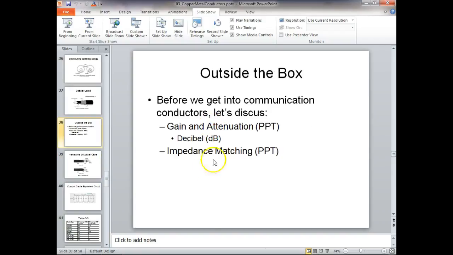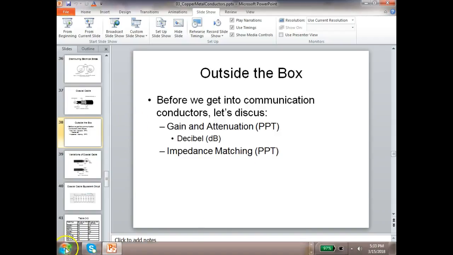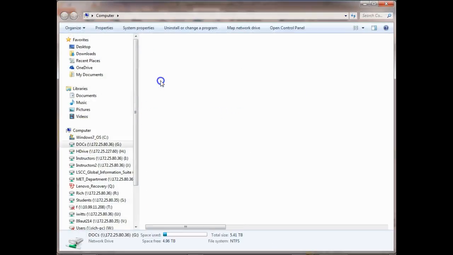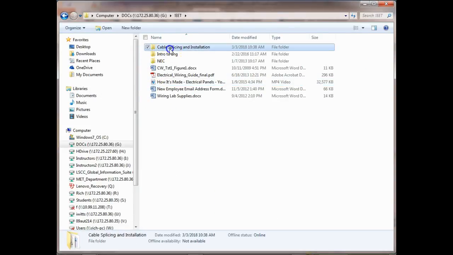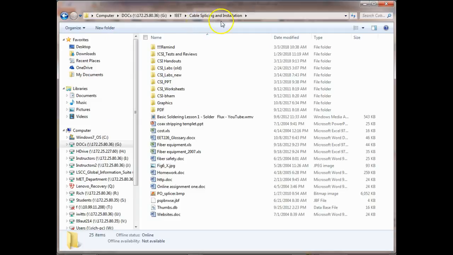Coaxial cables. What we do when we get into communication cables, to understand that, is we have several characteristics about communication cables. So what we need to do here is we need to learn about decibels, or dB. We all probably heard the term, but a lot of people don't know what it means.